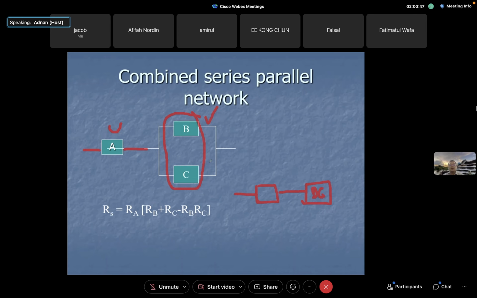So you have to solve this: what is the reliability of this part? After getting that reliability, you just multiply the reliability of A by the reliability of B and C. This is the reliability of this part, and this part is the reliability of the parallel system. In between, you just multiply. But we need to solve the parallel part first.